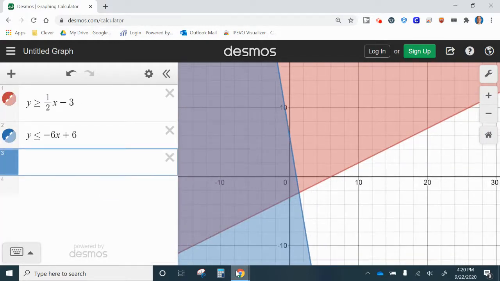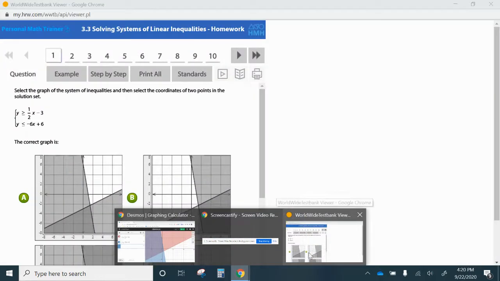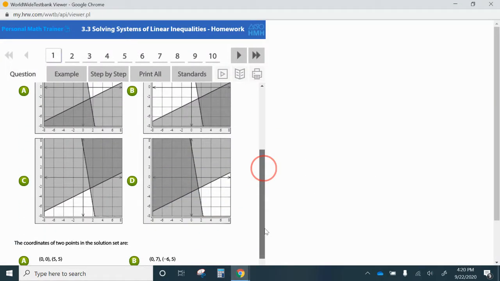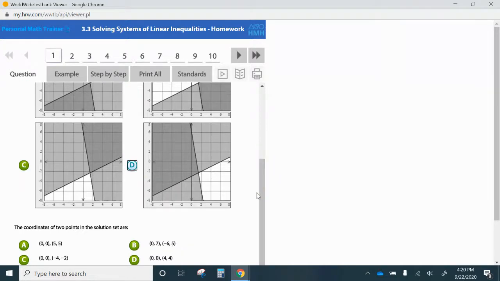So I'm looking for the answer that corresponds. The graph answer is D, and it wants two points that are in the solution set. Let's look: (0, 0) is correct, and (5, 5) is not correct, so the answer is not A. Let's look at B: (0, 7) is not in there, so it's not B. (0, 0) is correct, and then (-4, -2) is correct. So the answer is C.